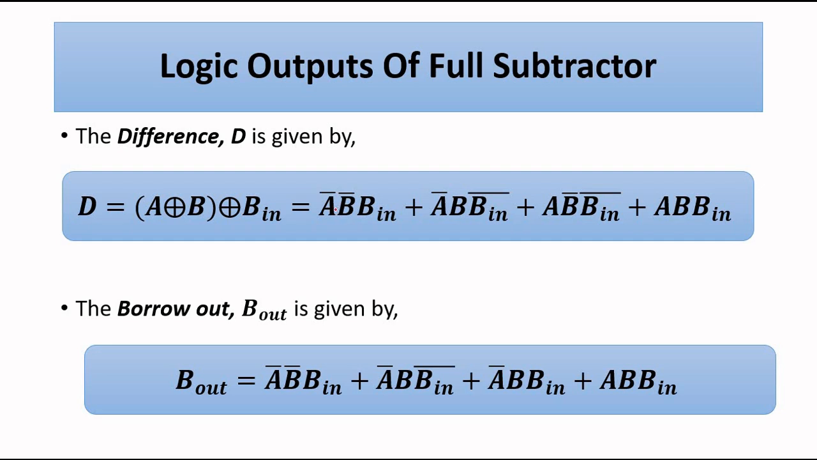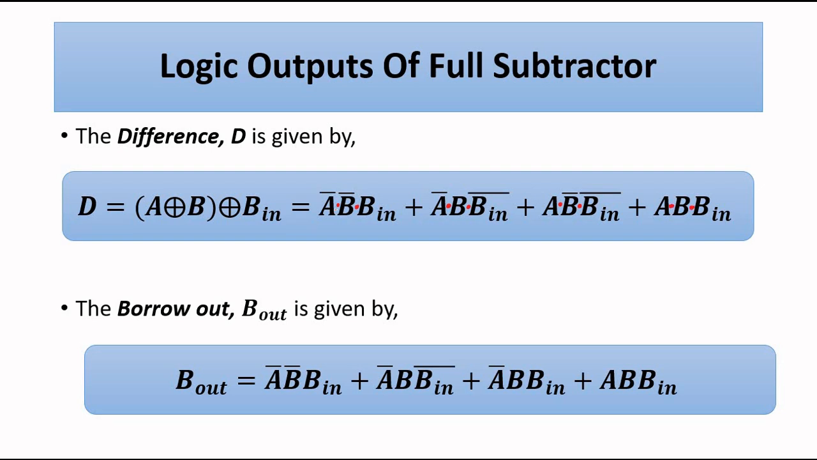When I say A bar B bar B in, it means A bar and B bar and B in. This is AND. This is OR operation. This is AND operation. Okay, always remember that.